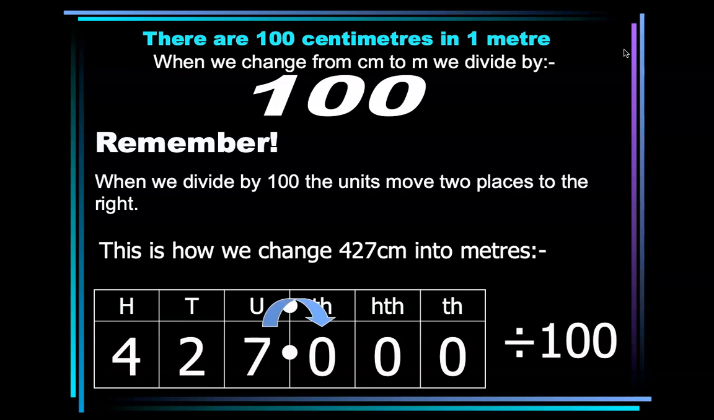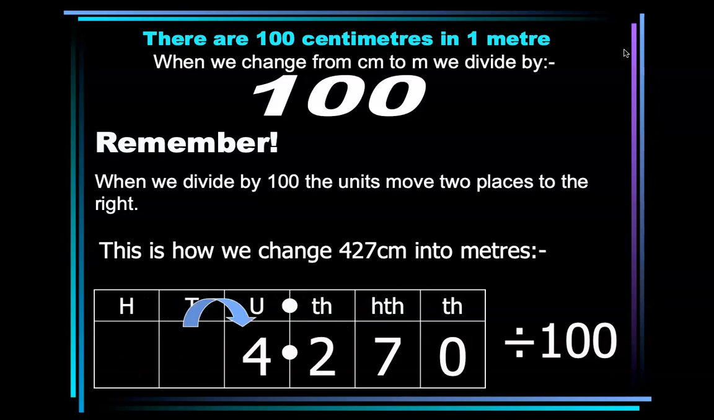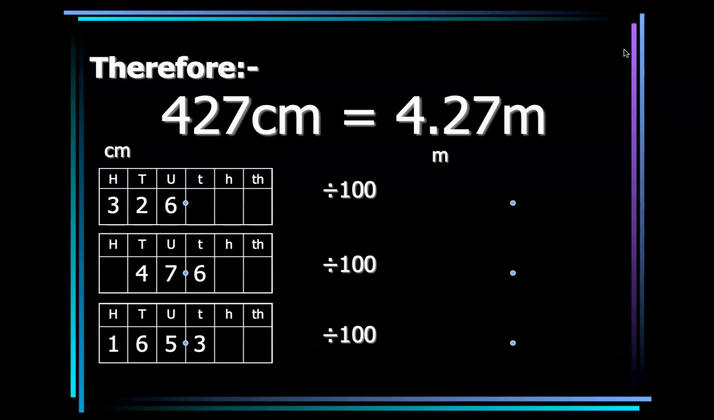So when I'm going to divide by 100, my numbers get 2 places smaller. There it's 1 place smaller, 2nd place smaller, and now the 4 and the 2 need to shift 2 places, and there we're left with 4,27 meters. Therefore 427 centimeters equals 4,27 meters. So there are 3 for you to do. I'll give you a couple of seconds to work through those.